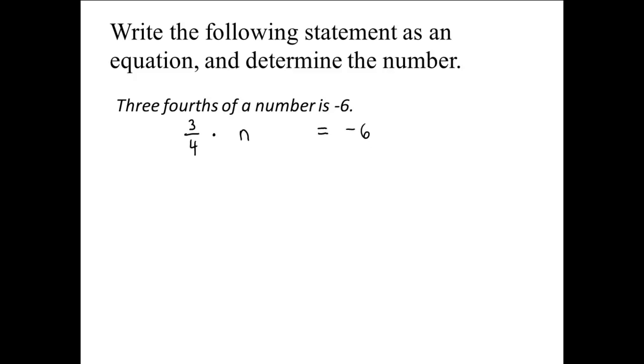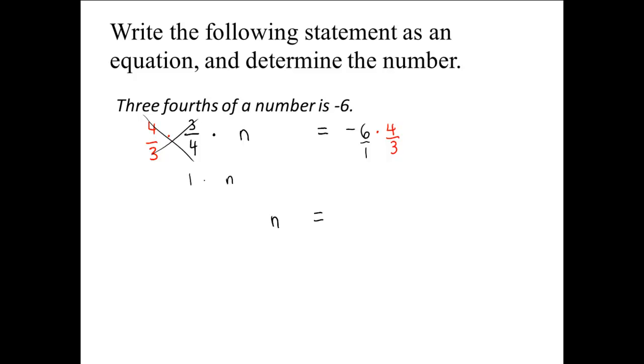How do we solve for n when it's multiplied by a fraction? The fastest way is to multiply both sides by the reciprocal of this fraction. So we multiply both sides of this equation by 4/3. And any fraction times its reciprocal gives us 1. So we have 1 times n, or more simply n, equals -6 times 4/3. That's -6 divided by 1 times 4/3.